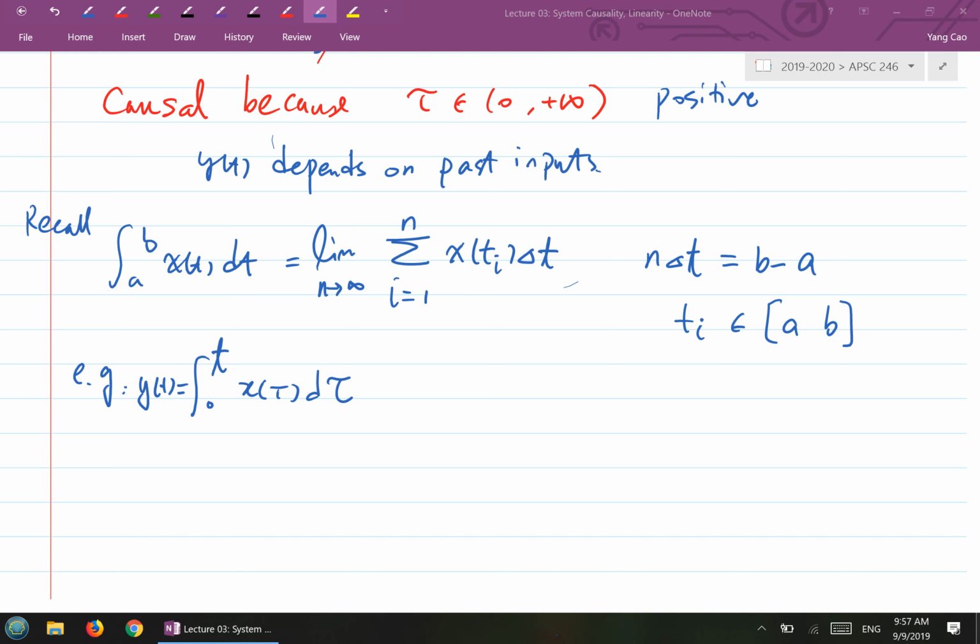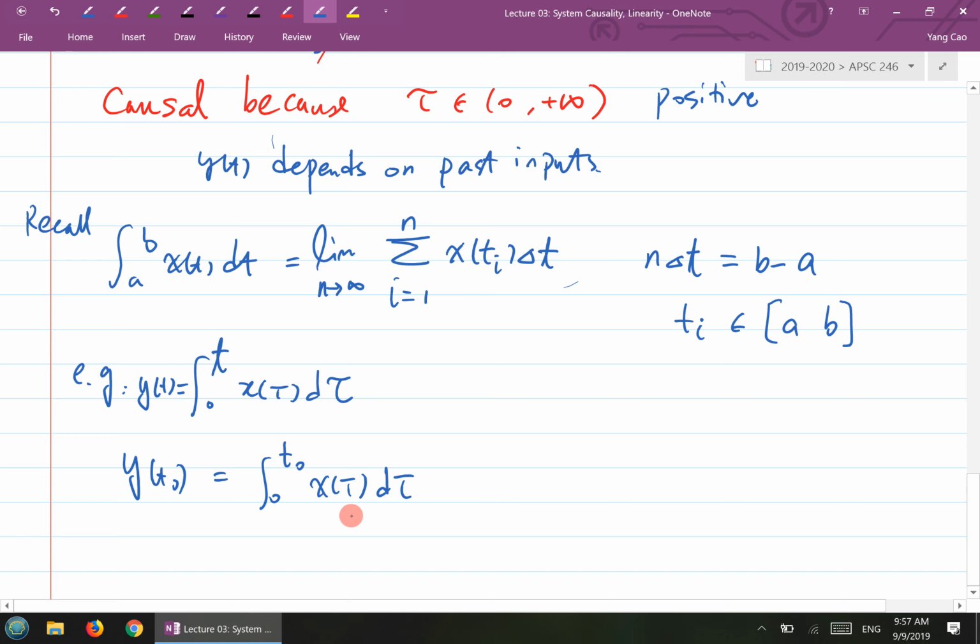Let's see. Summation of the summation, right? But summation means you're summing all the way from 0 to t, right? So if I replace the t with t naught, that basically means you're summing all the values from 0 to t naught. So you're not summing anything beyond t naught though. Yeah, if t naught is negative, you will sum your values in between that are greater than t.